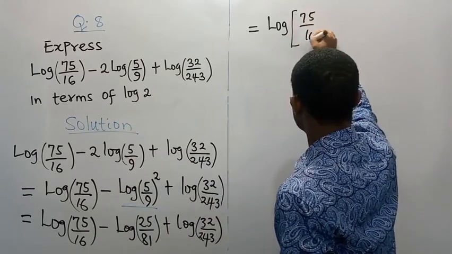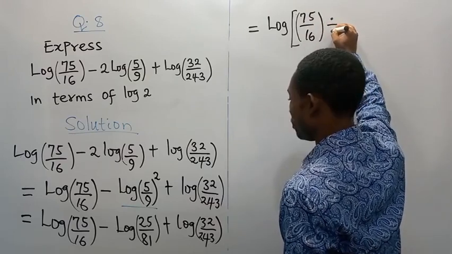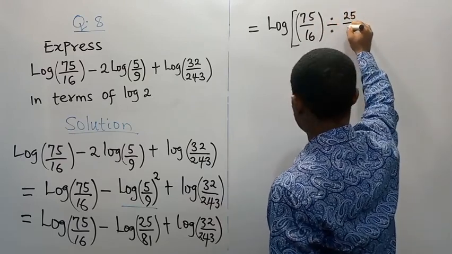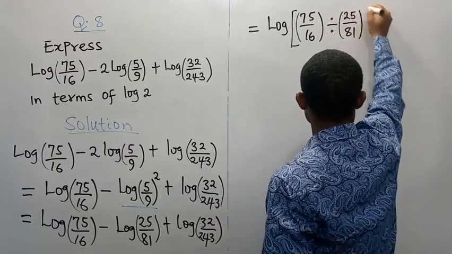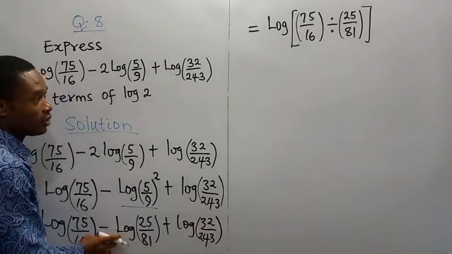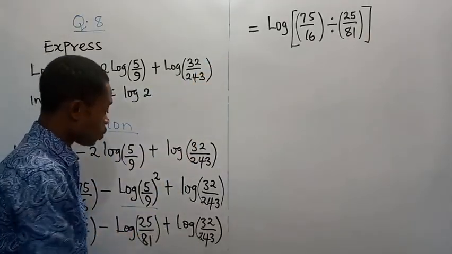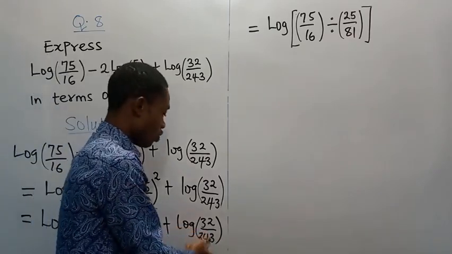75 over 16. Okay, so it's going to be divided. Permit me to use this division sign. 25 over 81. That's according to the subtraction law of logarithm applied to this. And so you are expected to write that term in the box provided there. After that, we have plus log of this term, log 32 over 243.